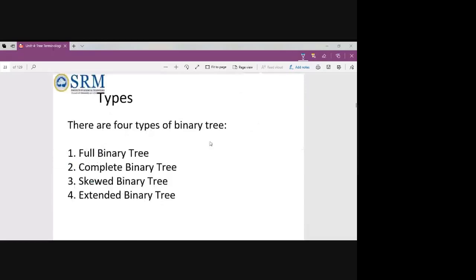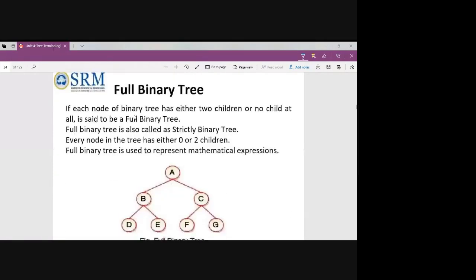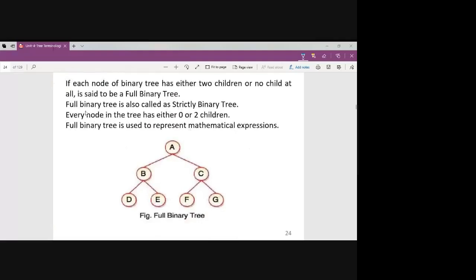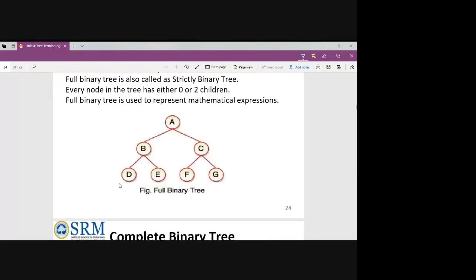So there are 4 types of binary tree: full binary tree, complete, skewed and extended. In this, what is called a full binary tree? A full binary tree is strictly, that is completely, having only 2 children. Every node in the tree will have 2 children, or else no child, and all the leaves will be at the same level. All will have an equal number of nodes. A is having B and C, that is 2 children.